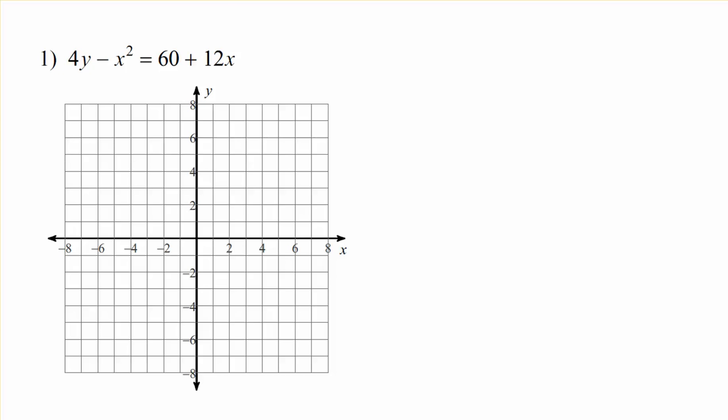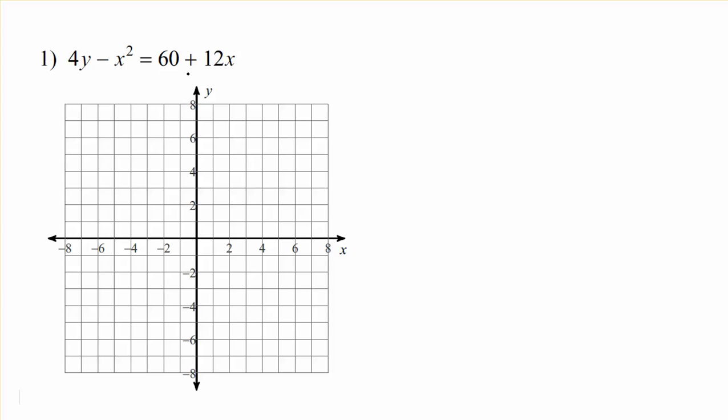In this video, I'm going to show you how to graph a parabola. We're going to write it in standard form. We're also going to identify the vertex, the axis of symmetry, the focus, and the directrix. So look at this equation here. We have 4y minus x squared equals 60 plus 12x.